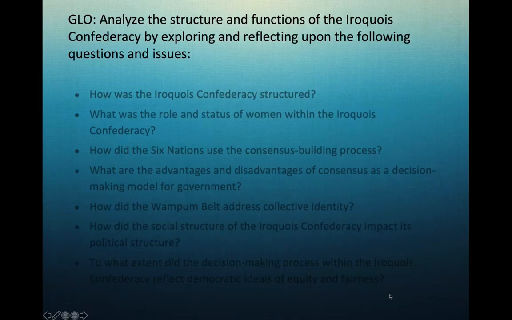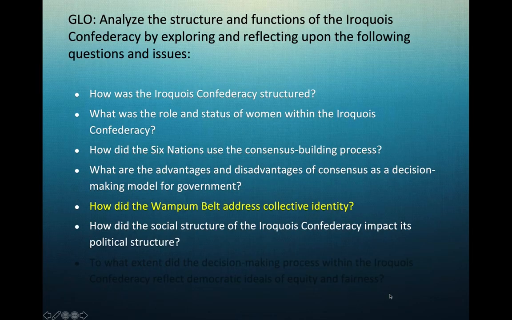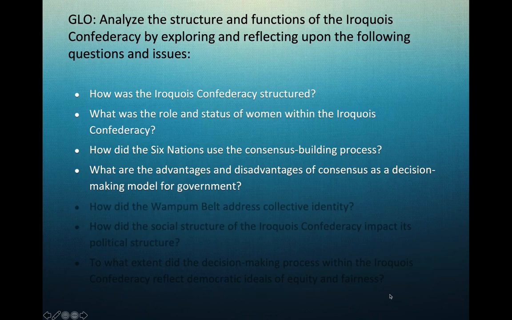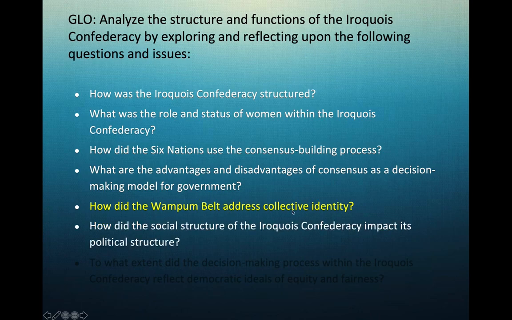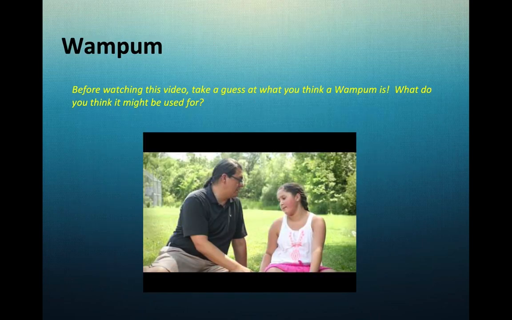Okay. Now, today, we are into our next thing. So we have done this. Okay, so what are advantages of consensus? We've done that. And then now today, we are on to how did the Wampum Belt address collective identity? Woo! Okay, well, what even is collective identity? Okay, so this should be a brand new page. Okay, double spread fold. How did the Wampum Belt address collective identity? Okay, then we only have two more left.